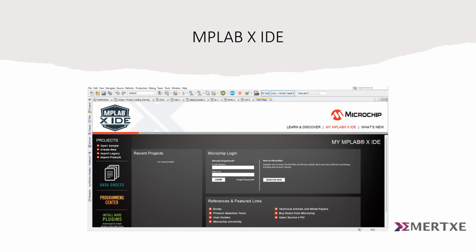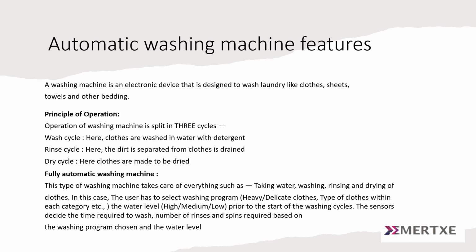Now, about the automatic washing machine features: a washing machine is an electronic device designed to wash laundry like clothes and sheets. The principal operation of an automatic washing machine is split into three cycles: wash cycle, rinse cycle, and dry cycle. Fully automatic machines take care of everything, such as taking in water, washing, rinsing, and drying clothes.